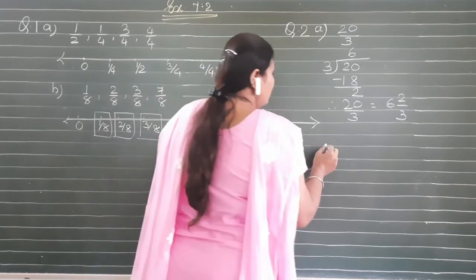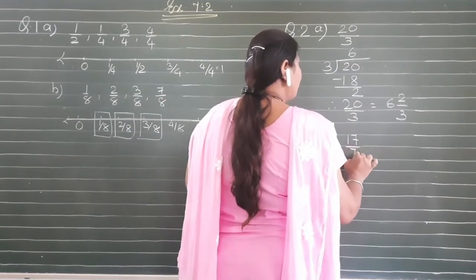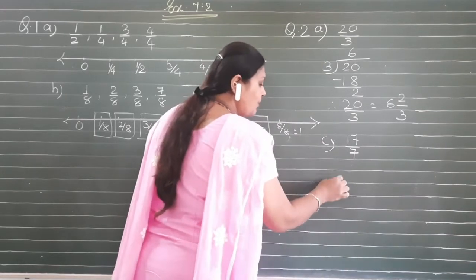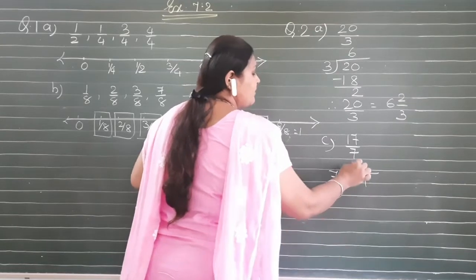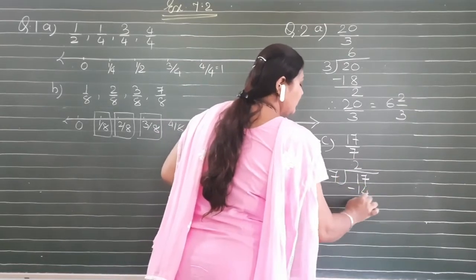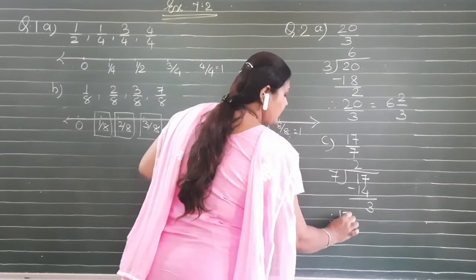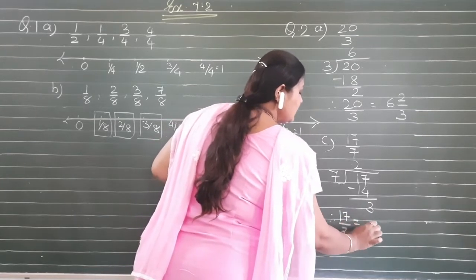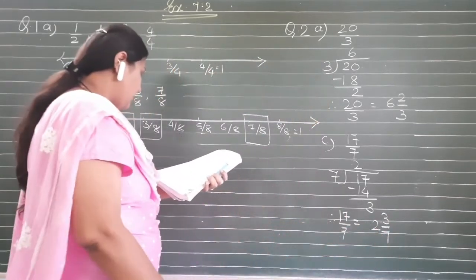Next we will see 17 upon 7. Again this is an improper fraction. So 7 divide 17. 7 2s are 14, 3 remains. So 17 upon 7 equals 2 integer 3 upon 7.